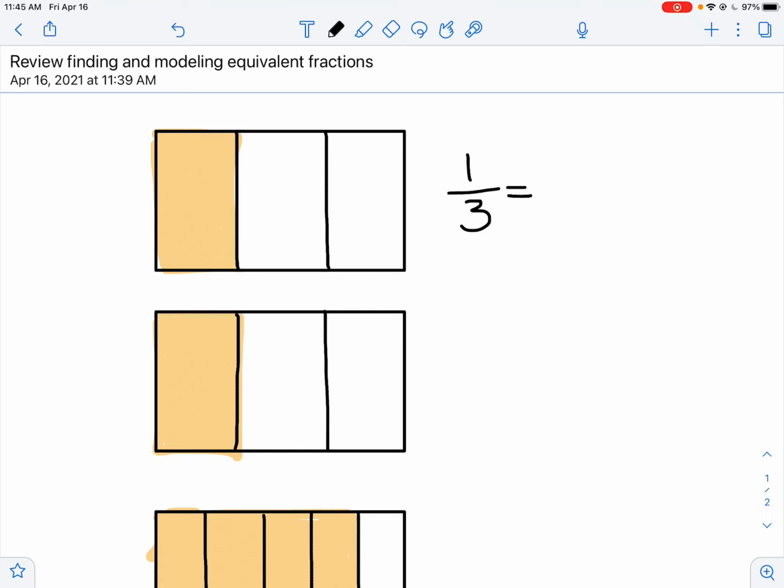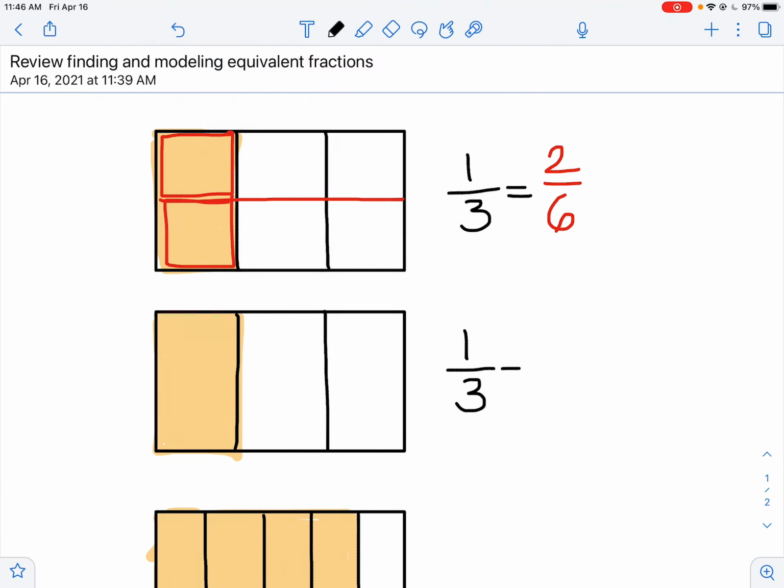So for example, I can simply do this by drawing a single line, and now I've partitioned this into sixths rather than thirds. So my equivalent fraction would be 2/6 because I see two parts shaded out of 6 total parts, right? So 1/3 is equivalent to 2/6. If we look at the next one down, which is still 1/3 to start, what would be a different way to find an equivalent fraction?